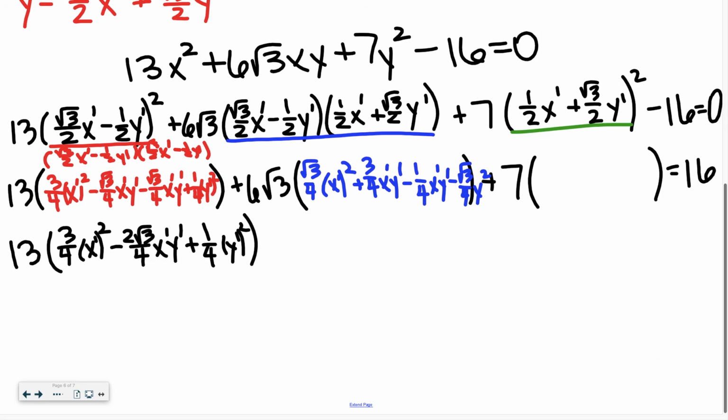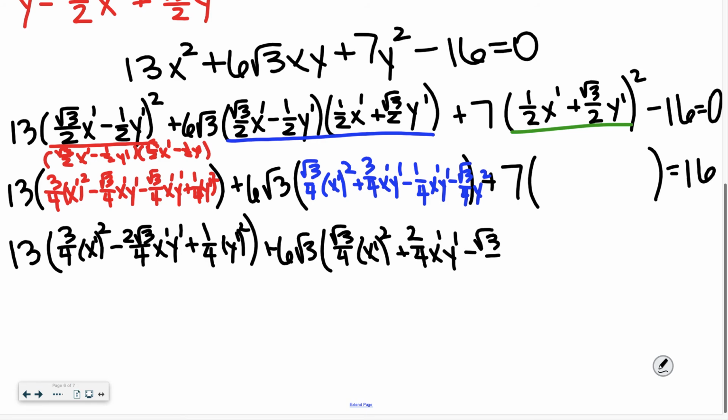Which means if you combine like terms, you would have radical 3/4 x prime squared plus 2/4 x prime y prime minus radical 3/4 y prime squared. Okay, I know that that's 1/2, but everything else has a 4, so I'm just going to keep it that way. Okay, then here in green, our first product should be 1/4 x prime squared.